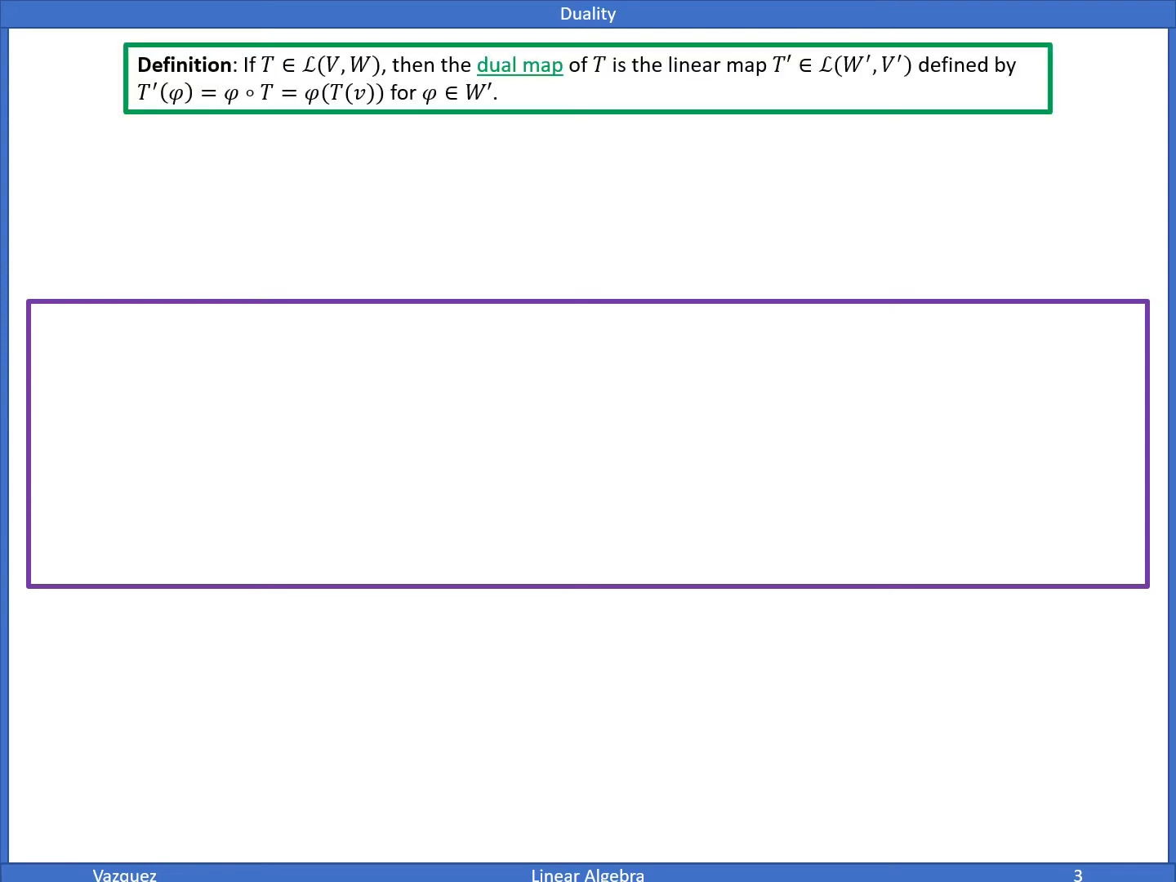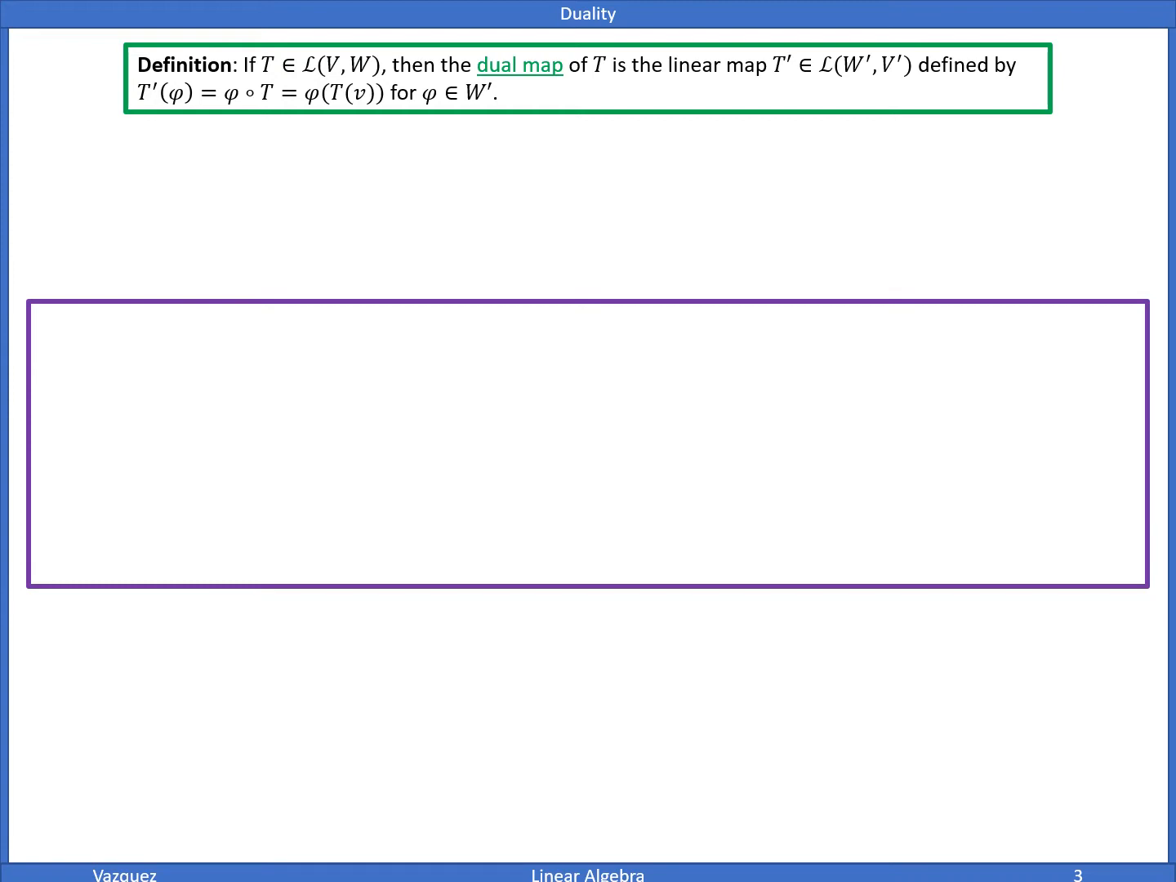But before I go over that example, we should define what a dual map is. This is maybe the definition we'll use the most, even though all the definitions from the previous slide are important. As you can probably imagine, anything with the word dual in the section and the lecture on duality is important. So here, a dual map is the following. If T is a linear map from V to W, then the dual map of T is a linear map T prime that maps from W prime to V prime, or the dual space of W to the dual space of V.